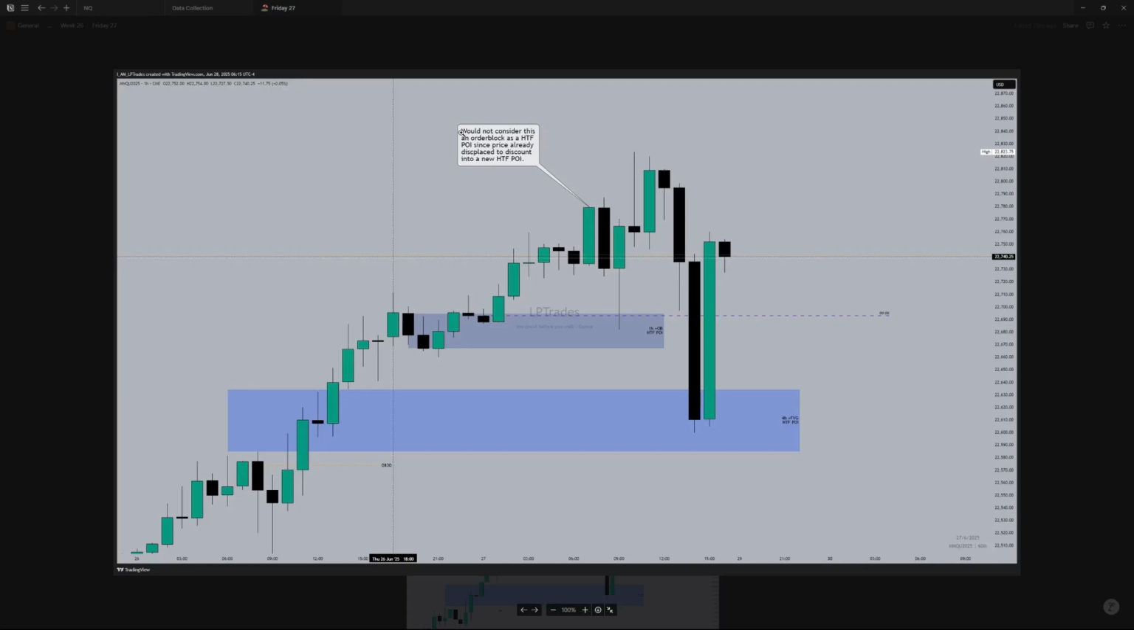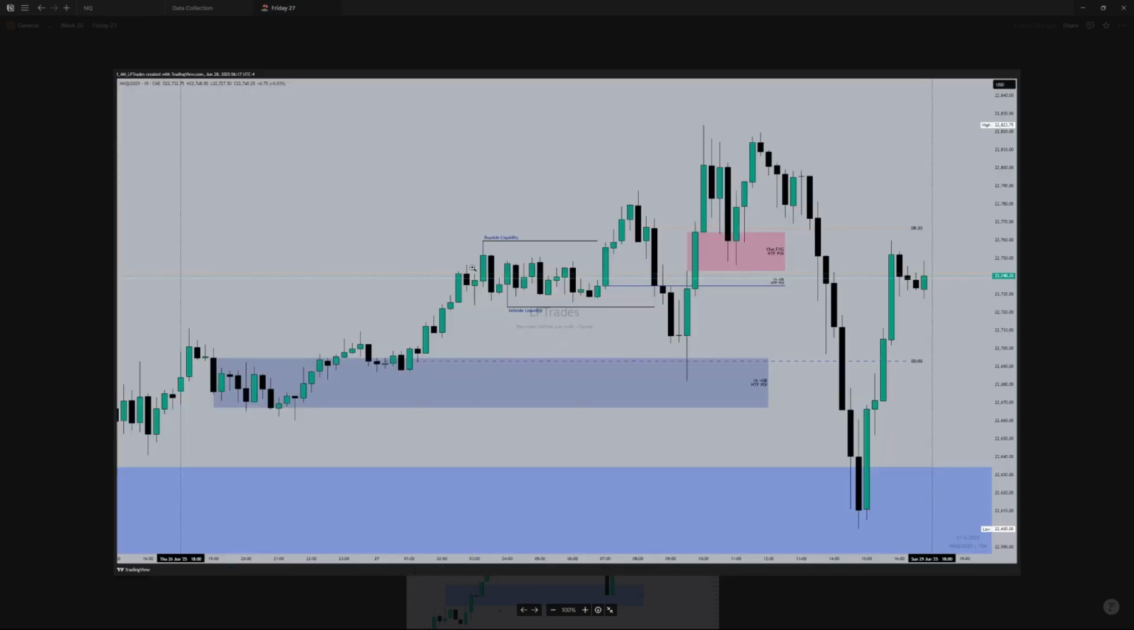Same thing here. This is the exact same concept, but I would not consider this an order block as a higher time frame point of interest, since price already displaced the discount into a new higher time frame point of interest. So we displaced lower into this hourly point of interest. I'd be looking for buys and I'd ignore any shorts off that order block. That up close candle there is a higher time frame point of interest.